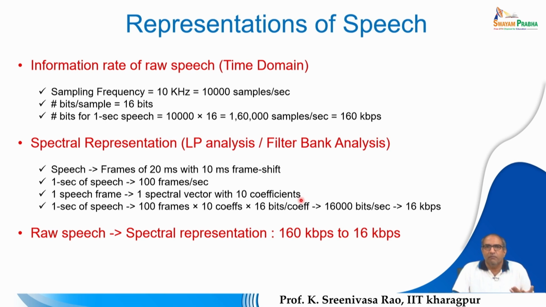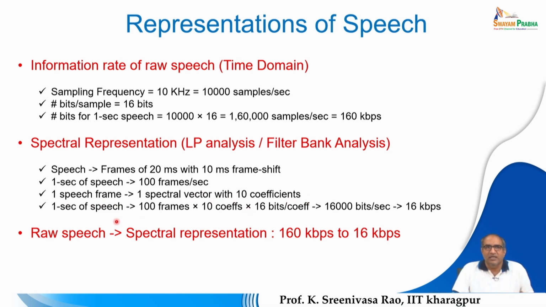Like in the case of a filter bank, we have 10 band pass filters, so the outcome of each will be one coefficient. All these 10 coefficients put together form a spectral vector. Likewise, in linear prediction analysis, suppose we choose the order p equals 10, we will estimate the 10 LP coefficients, and those 10 LP coefficients form the spectral vector. The same way in FFT analysis also. So each speech frame is represented by one spectral vector with 10 coefficients.